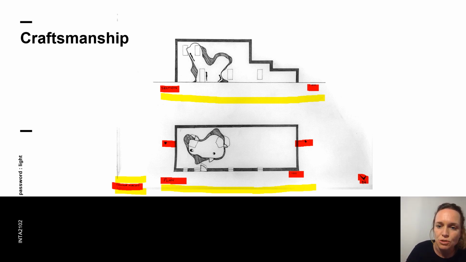Part of this is what we're assessing these drawings on, okay? So remember when you're drawing, even when it's quickly, to take care. Use a ruler if you need to, draw in pencil first if you need to, and then ink in.